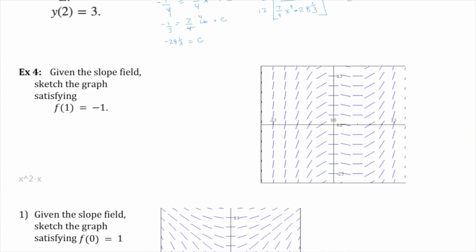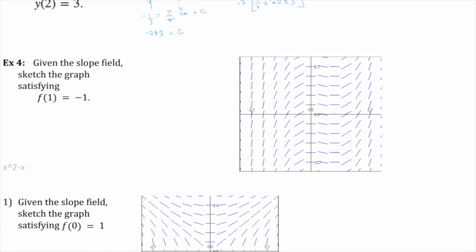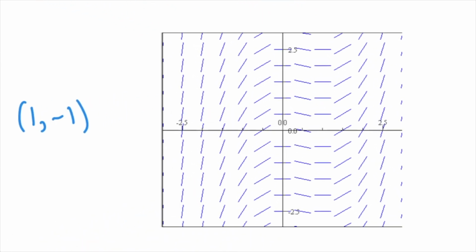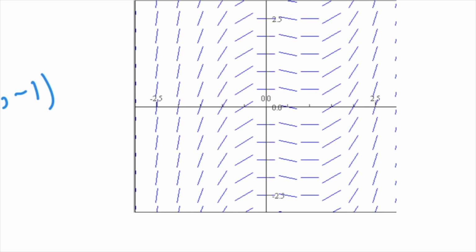Example 4, this time you're given a slope field and asked to sketch the graph that satisfies the equation f(1) equals negative 1. So that is the point 1, negative 1. Now, as you work through these problems, make certain that you are using the scales that are written here. You can see this is going to 2.5. So I'll go right 1, down 1, double check. Oops, this is where we're going to start. So we have the value 1, negative 1.